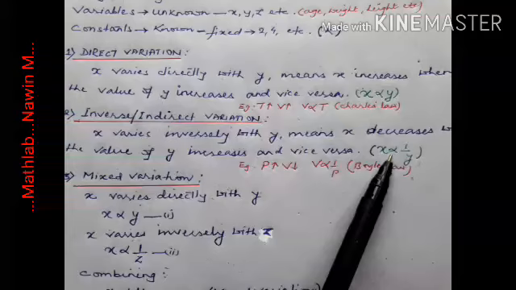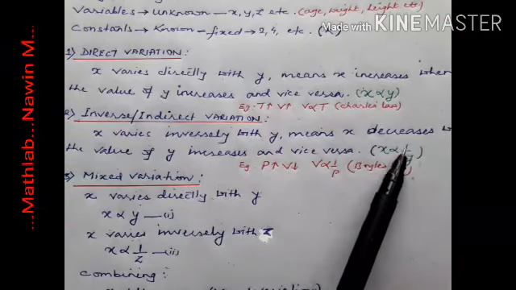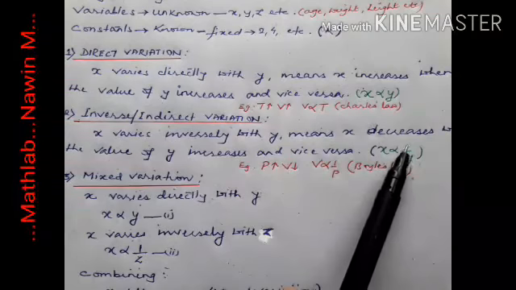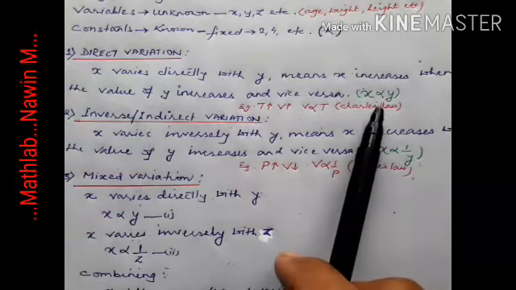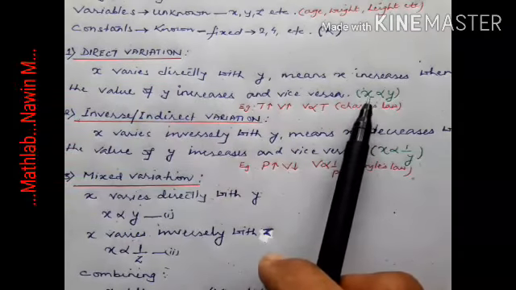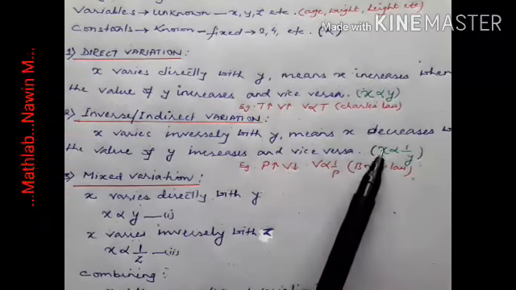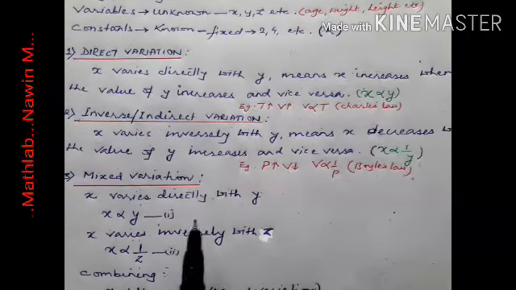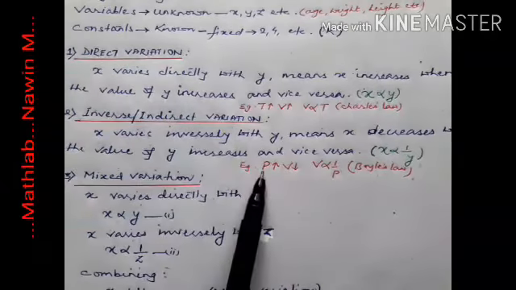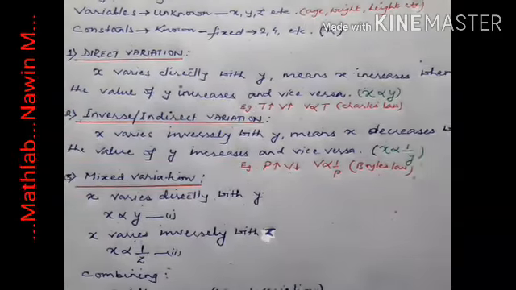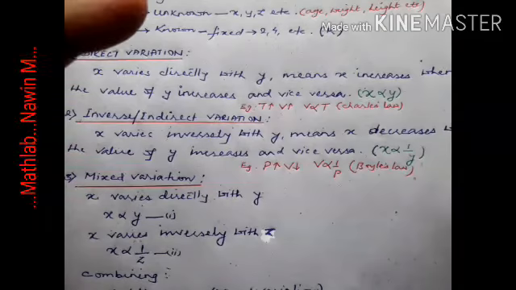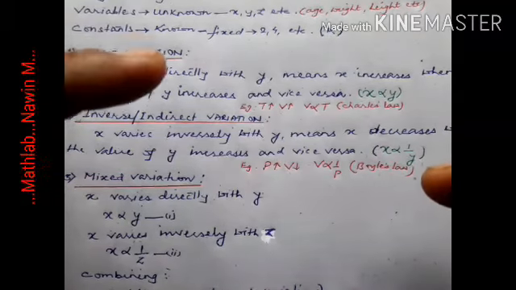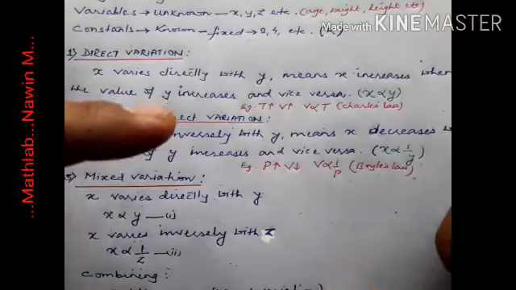this symbol. X inversely varies with 1 by y. We have to write the reciprocal of y. In the numerator there is 1, and this variable will be in the denominator. In direct variation, both are in the numerator. In inverse, one is in the numerator, another is in the denominator. Best example is that of pressure and volume. In case of gases, when pressure increases, volume decreases. When pressure decreases, volume of a gas increases. So that is the indirect variation.